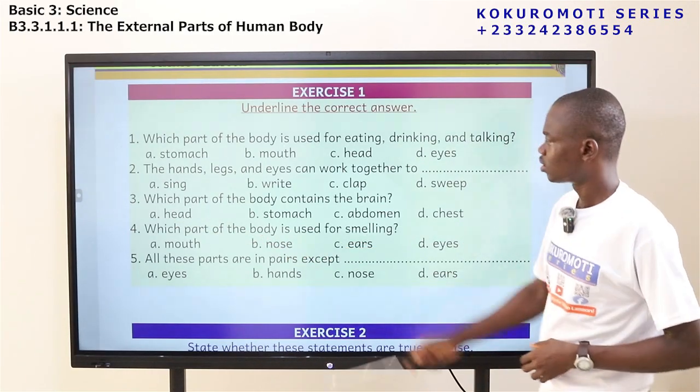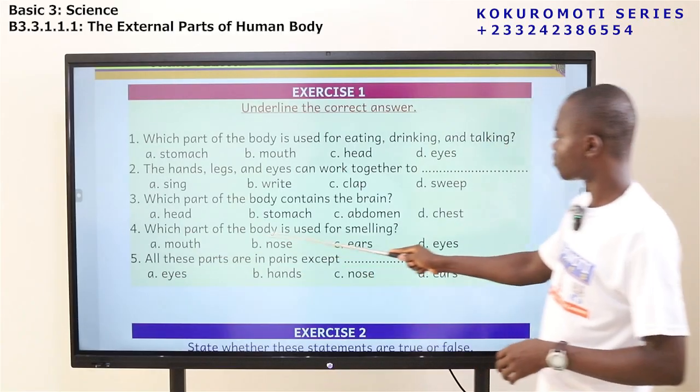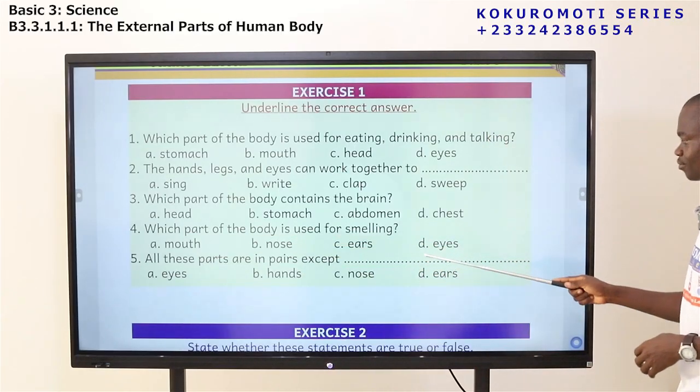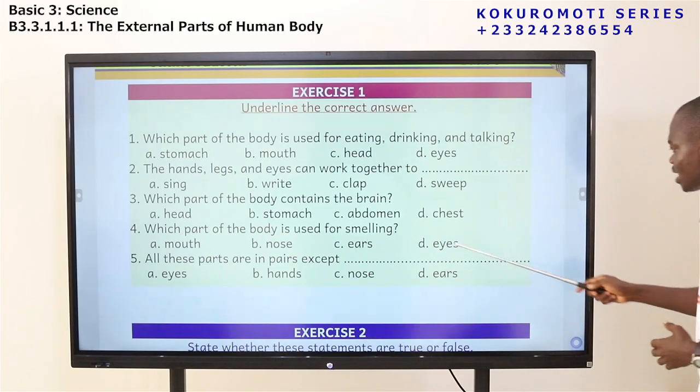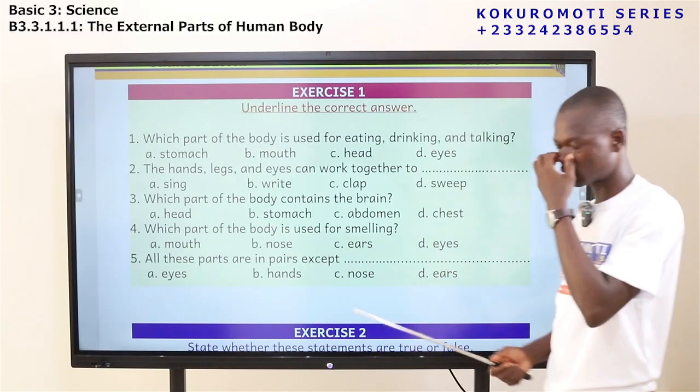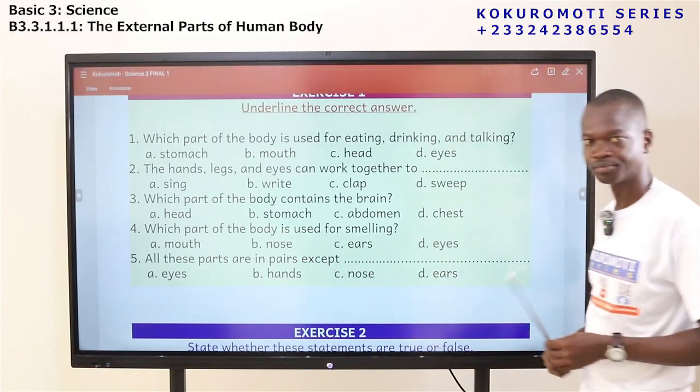The head. Question 4. Which part of the body is used for smelling? So we have A, mouth, B, nose, C, ears, D, eyes. Smelling, we use what? The nose to smell.